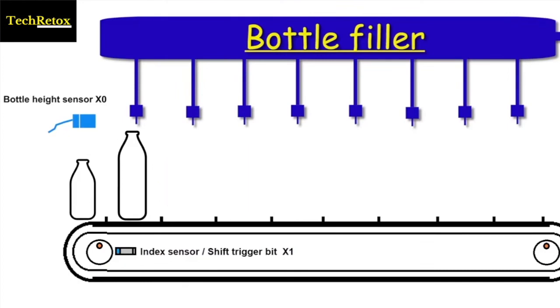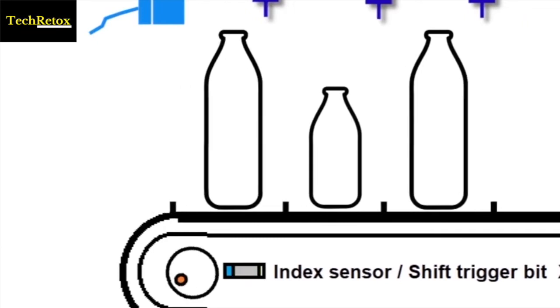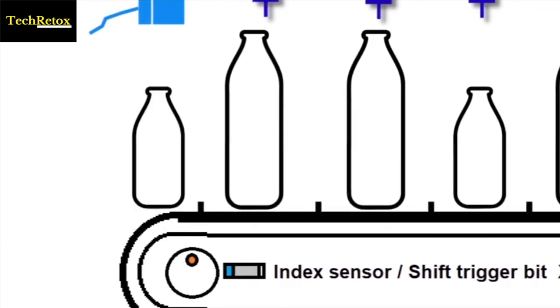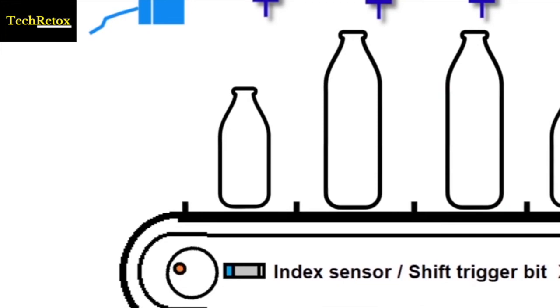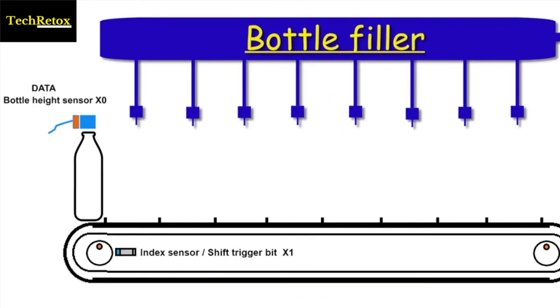We also have an index sensor in the conveyor, which is activated once for every rotation of the gear. This sensor indicates the conveyor belt has moved one step forward. We can use this sensor signal as a trigger to shift the data bits across the shift register. Let's see the complete animation and try to understand how the whole concept of the shift register is working.